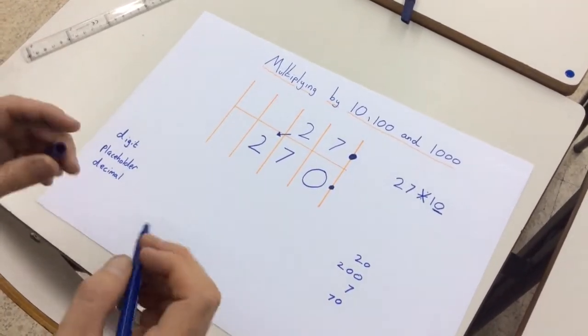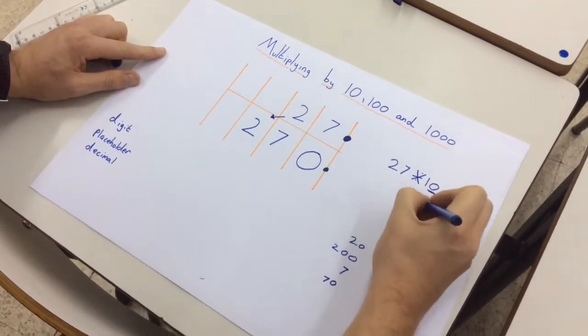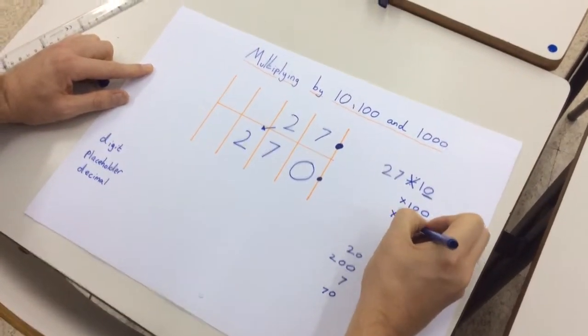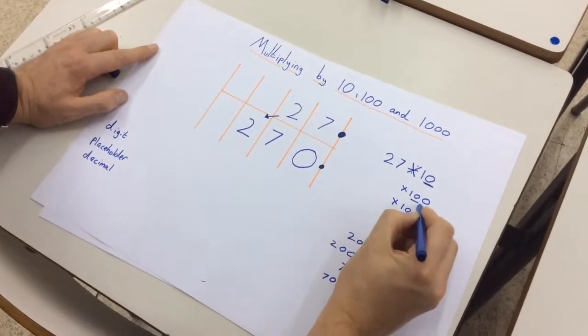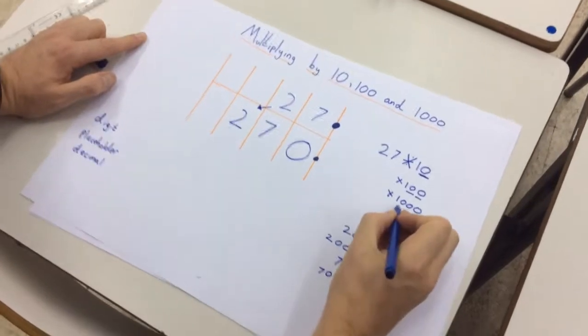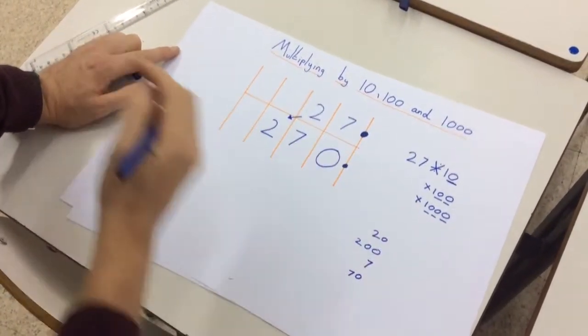Okay, let's have a quick think then. What would we do if we were multiplying by 100? And what would we do if we were multiplying by 1000? So if we're multiplying by 100, we need to move 2 places to the left, because it needs to get 100 times bigger. And if we're multiplying by 1000, we have to move 3 places to the left.